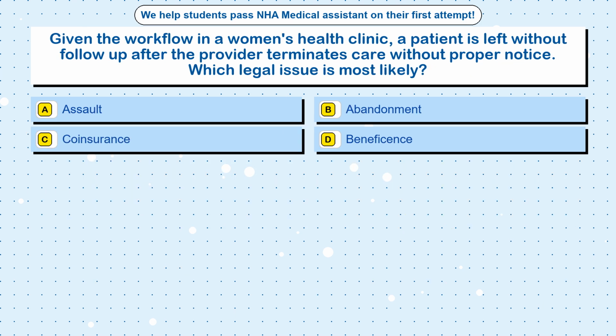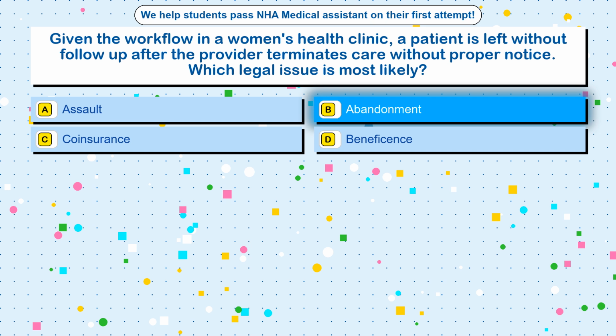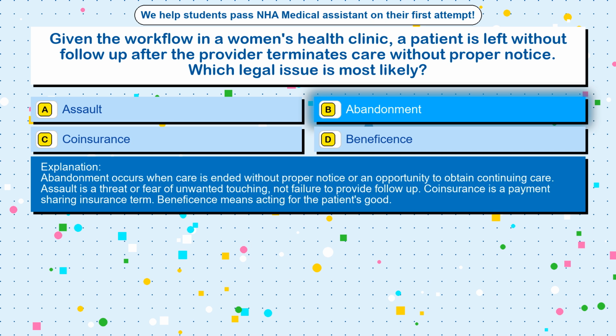Question 81. Given the workflow in a women's health clinic, a patient is left without follow-up after the provider terminates care without proper notice. Which legal issue is most likely? Option A. Assault. Option B. Abandonment. Option C. Coinsurance. Option D. Beneficence. The correct answer is option B. Abandonment. Abandonment occurs when care is ended without proper notice or an opportunity to obtain continuing care. Assault is a threat or fear of unwanted touching, not failure to provide follow-up. Co-insurance is a payment-sharing insurance term. Beneficence means acting for the patient's good.